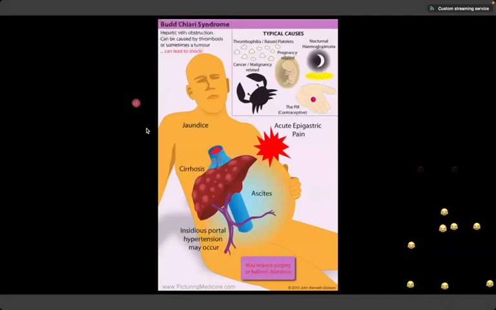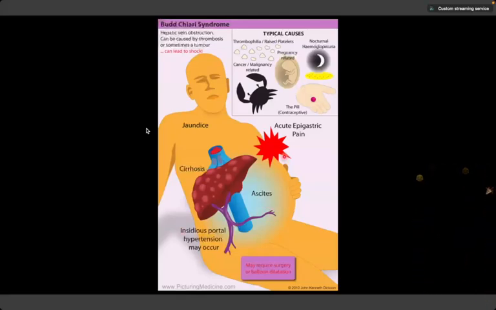Anyway, Budd-Chiari syndrome, guys. Okay, so we said it is hepatic vein thrombosis, all right? And this is the typical presentation. The patient will have cirrhosis, the patient will have ascites, and usually the ascites is out of keeping with the peripheral edema. You may have insidious portal hypertension, and acute epigastric pain.